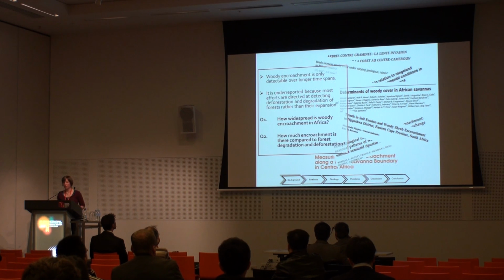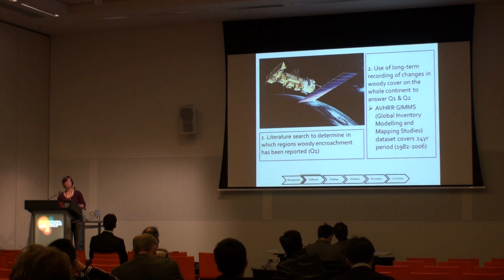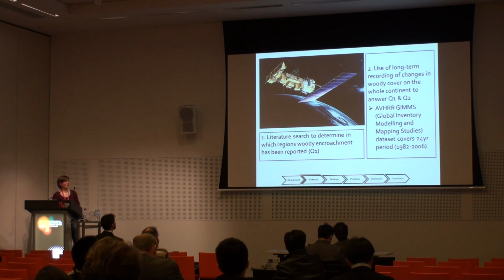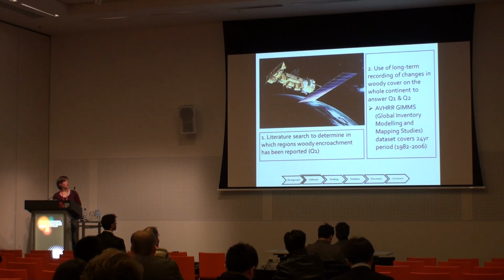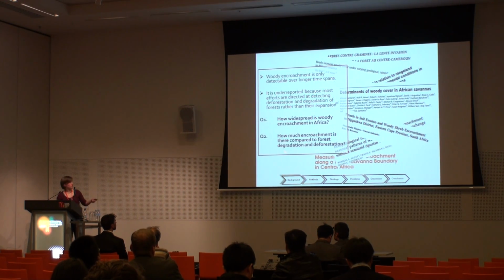Our two main questions were: question one, how widespread is woody encroachment in Africa? And question two, how much encroachment is there compared to forest degradation and deforestation? To tackle these questions, we decided on two different approaches. The first is a classic literature search to determine in which regions woody encroachment has been reported. The second is the use of a long-term recording of changes in woody cover on the whole continent to answer both of these questions.